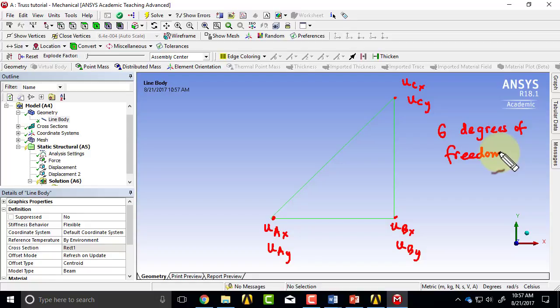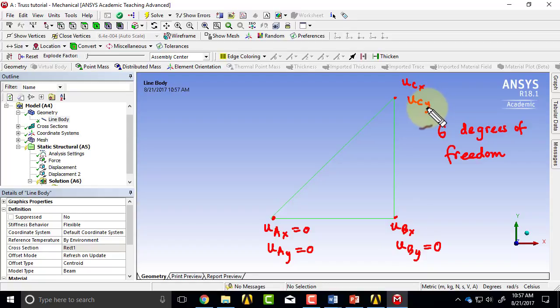And of these 6 degrees of freedom, we know a few from the displacement constraints. So since this is fixed in x and y, both of these are set to 0. And then since this is fixed in the vertical direction, that is 0. Okay? So 3 of the degrees of freedom are known from the boundary conditions, and ANSYS needs to generate algebraic equations to determine the other 3. So it has to generate 3 algebraic equations.